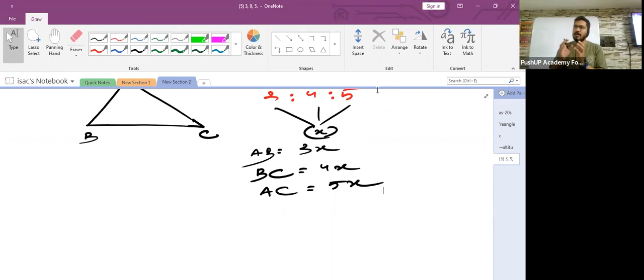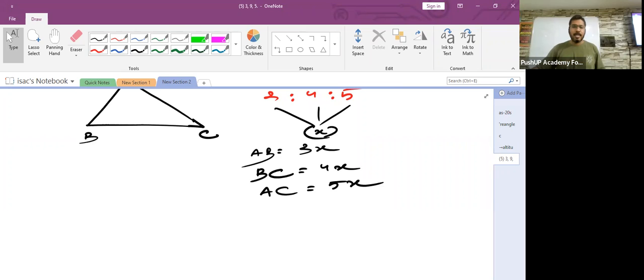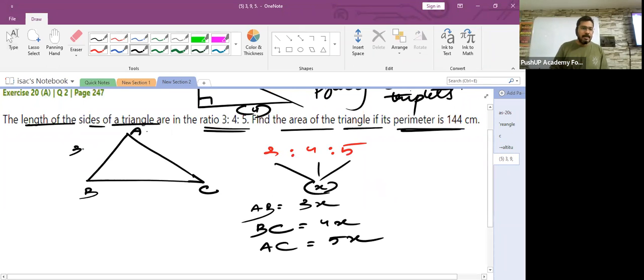Now listen. So this is how we take a common factor in between all the three values. What I'm doing here, I am assuming the length of AB is 3x, the length of BC is 4x, and the length of AC is 5x. I'm just assuming it.